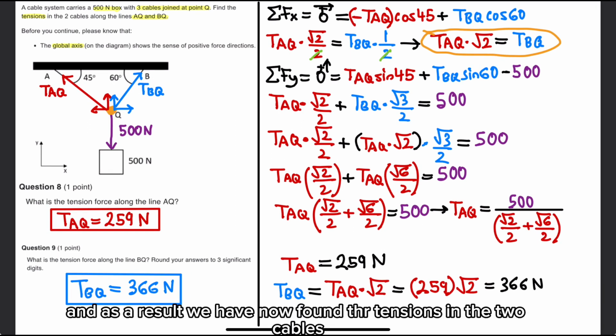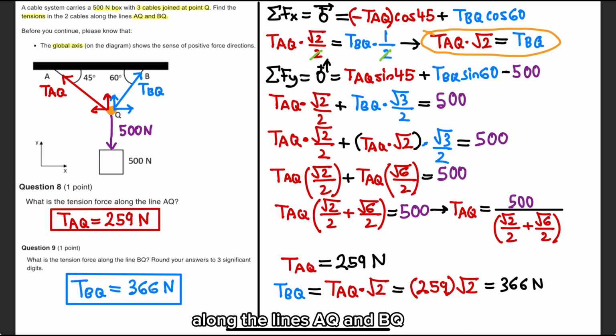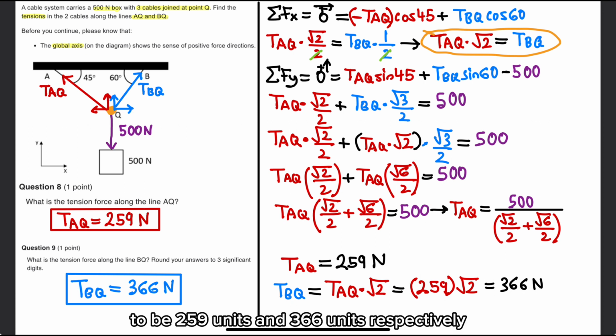And as a result, we have now found the tensions in the 2 cables along the lines AQ and BQ to be 259 newtons and 366 newtons respectively.